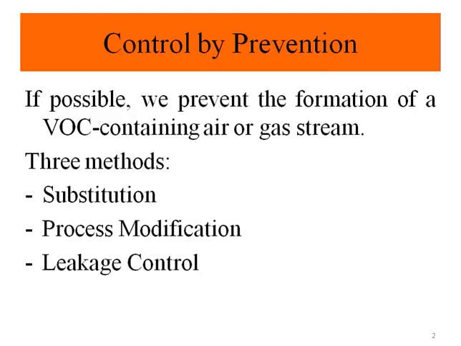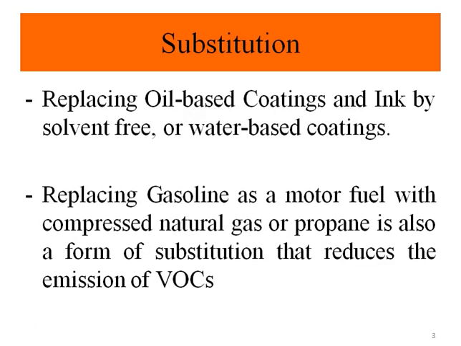So as you see here, we have three methods. One of them is substitution, the other one is process modification, and the last one is leakage control. So the first process is substitution. So basically we change the process or method by substitution. For example, replacing oil-based coating and inks by solvent-free or water-based coatings, and also replacing gasoline as a motor fuel with compressed natural gas or propane is also a form of substitution that reduces the emission of VOCs.